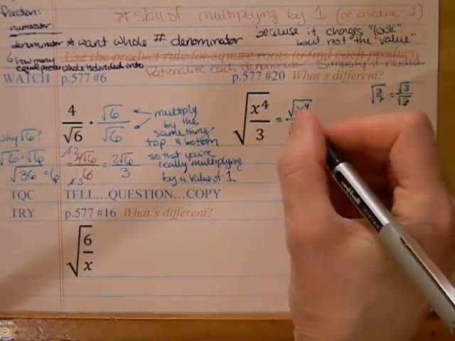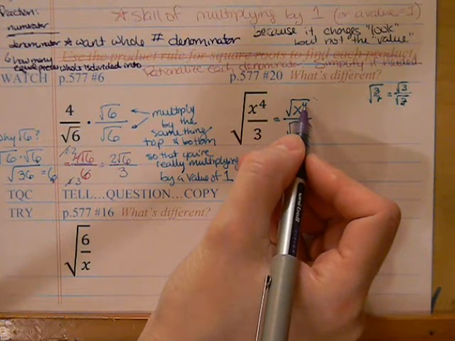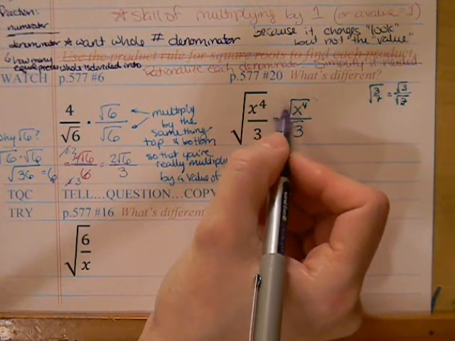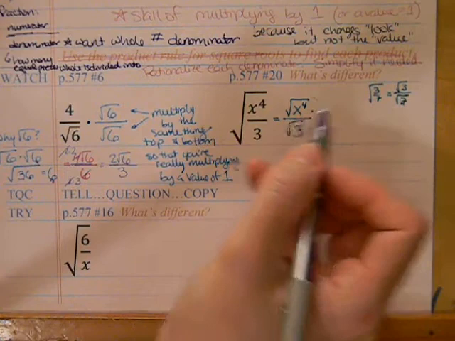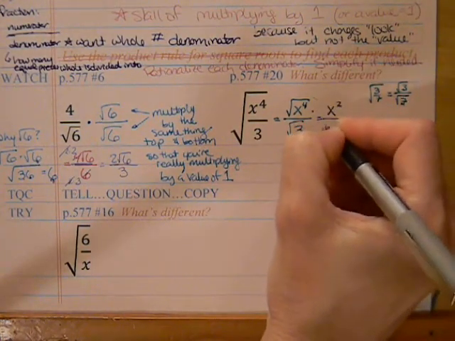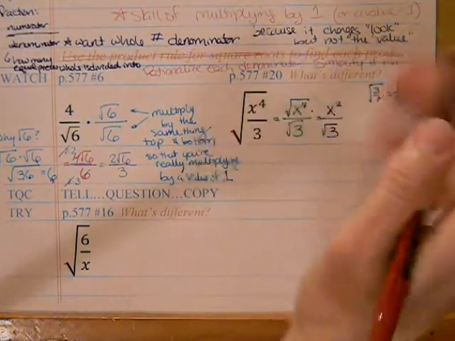So in this case, the square root of x to the 4th, remember with variables we take the exponent on the inside divided by the index. In this case, when we don't see one, it's 2. So 4 divided by 2 is 2, remainder 0, so there's nothing left on the inside. This is just equal to x squared on the top, over radical 3. And now we're ready to rationalize the denominator.